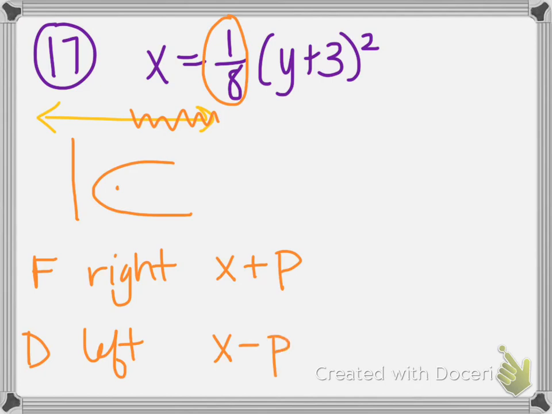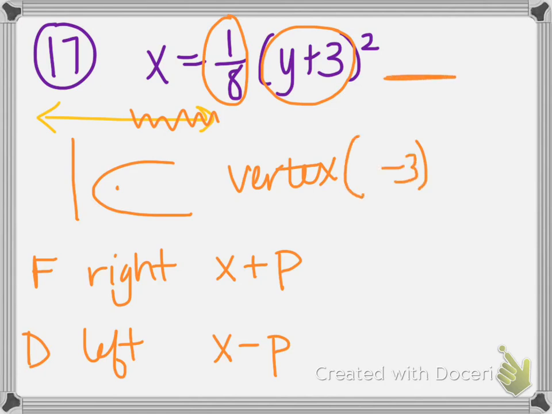For our vertex itself, the vertex is going to have a y value that's the opposite of what's inside the parentheses. Remember, inside is always going to be opposite. The parentheses lie to you. So the y value for our vertex is going to be -3. The x value is going to be outside of the parentheses, just like the x over here. Notice there's nothing there. So the x value of the vertex is 0. So I'm going to be adding and subtracting to a 0 from the vertex.